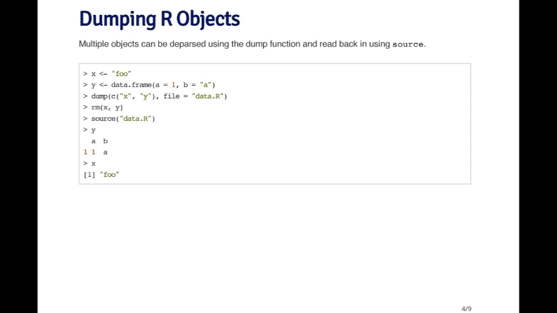What you pass to dump is a character vector which contains the names of the objects. So here I've created two objects, one called X, the other called Y. What I pass to dump are the names of those objects. So the names are X and Y. And I give it a file that I want to store the objects in. Then I can remove them if I want to. But to read those objects back into R, I can call the source function on that file, and you'll see that the Y object and the X object have been reconstructed.